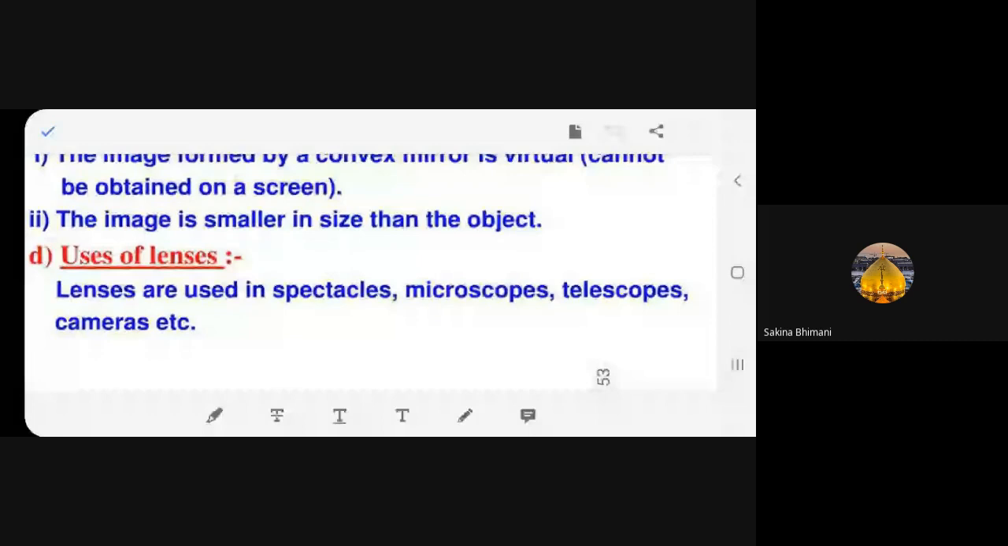Now microscopes. You know what microscopes are, beta? Telescopes are the ones that we use for observing space, stars, planets, galaxies. So we use telescopes and cameras. I think you also know about it. So we are using lenses in these devices.